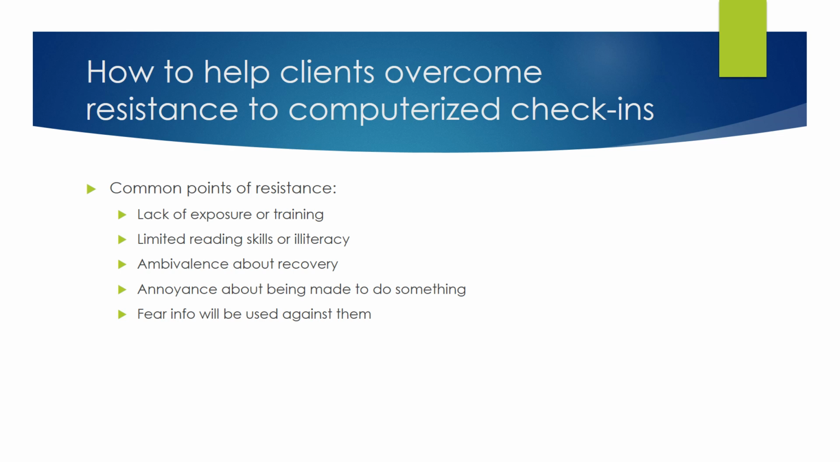They might be annoyed at being made to do something by somebody they perceive as more powerful than them. They might have a general concern or anxiety about doing something new or fear that the information provided is going to be used against them.